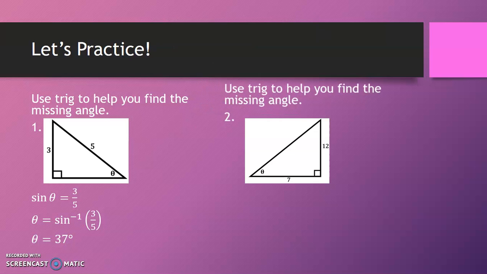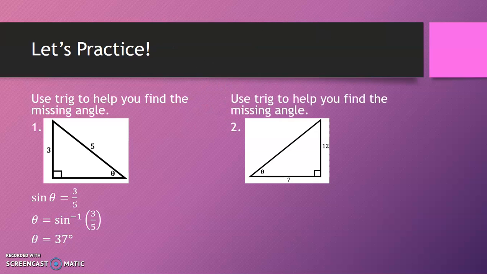For the second one, using the same setup, we have theta down there is the missing angle, and across from it is 12, so that is the opposite side. 7 is the adjacent side, so opposite over adjacent is from the TOA part of SOHCAHTOA, which would mean we're using tangent. So tangent of theta would be 12 over 7. Again, we'll have to use our inverse function to solve for theta, so tangent to the -1, 12 over 7, and rounding to the nearest angle, we get 60 degrees.